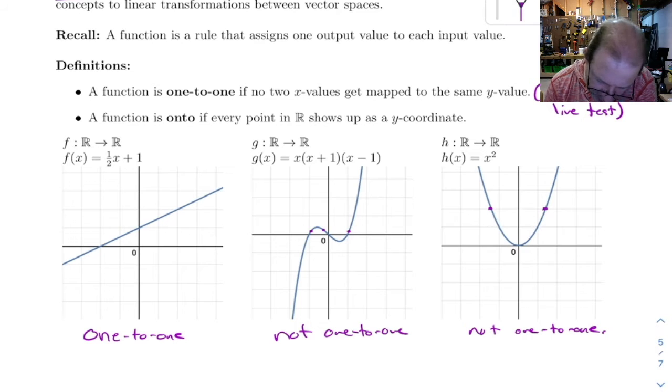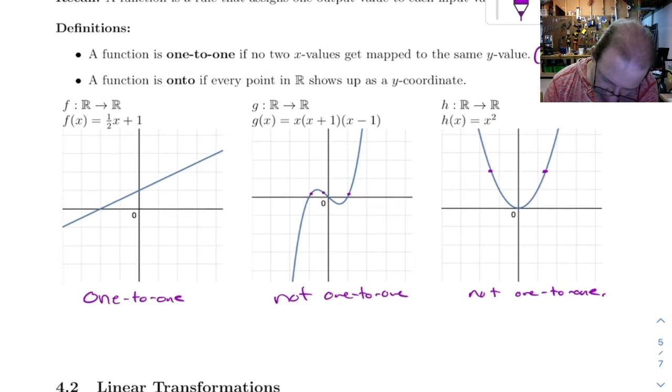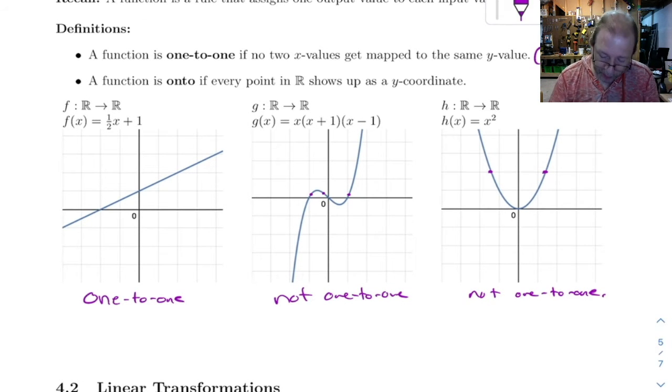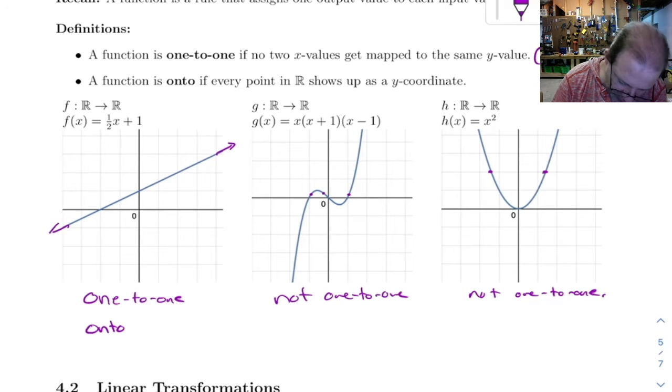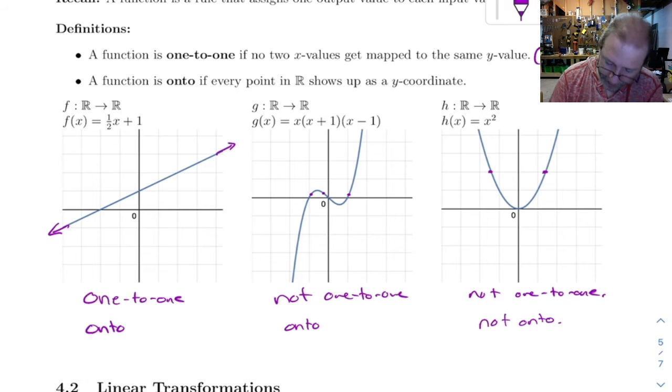Okay, onto is a different idea. A function is onto if every point in R shows up as a y coordinate. So if we look at these functions, I don't have the whole things drawn, but the question here is, does the function cover every possible y value? This one is onto, because this thing keeps going up and down. It's going to hit every possible y value. Same for this one. This one's onto. But this one is not onto. And it's because we don't hit the negative y values.